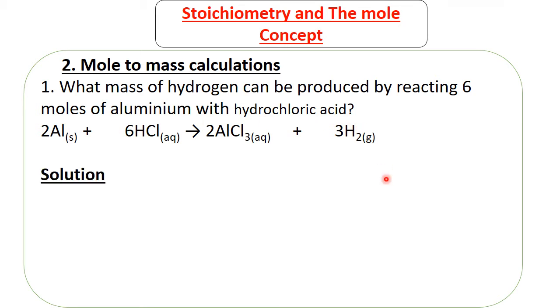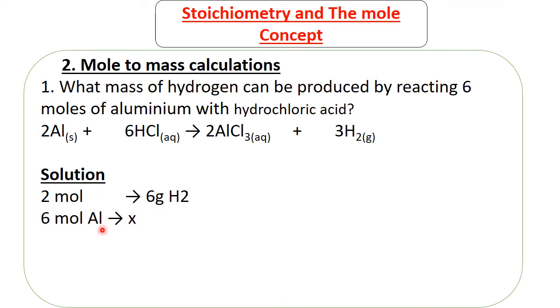Using the mole ratios, we can see that 2 moles of aluminium produce 6 grams of hydrogen. So this is quite confusing. Where is the 6 coming from? We have 2 moles of aluminium, I understand, but we can only see 3 moles of hydrogen being produced, not 6 grams of hydrogen. I'll show you the insight.